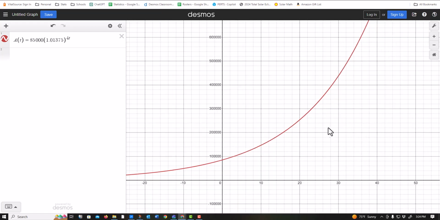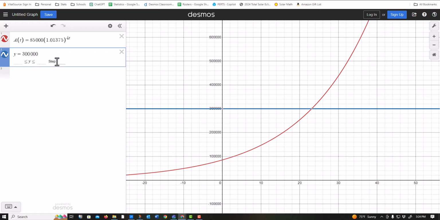Well, it's asking me when would it reach 300,000. And so the easiest thing to do is set y equals 300,000, that line. And then I can see on this point, I'd get 23.09 because they wanted you to round it to years. So you can see the graph, and you can also get a y value.